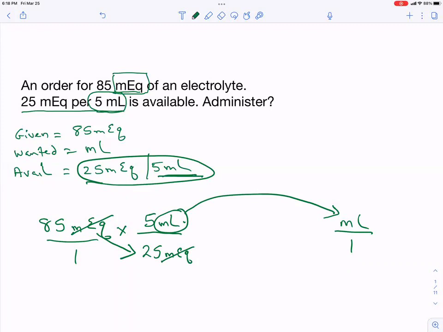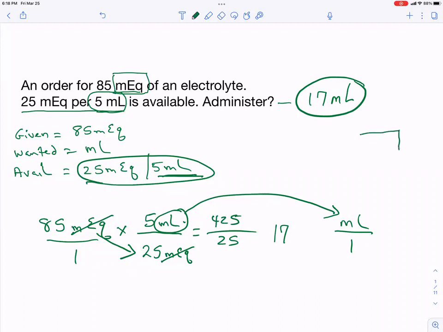85 times 5 is 425. 25 times 1 is 25. When I divide 425 by 25, I get 17. But I can't just write 17. What am I going to administer? The answer is I'm going to administer 17 milliliters. So this will definitely not be in a syringe. This is probably oral suspension. We're going to get a nice little medicine cup, and we're going to go to the proper fill line and give that patient 17 milliliters of, maybe this is potassium replacement, but that's what we're going to administer to our patient.